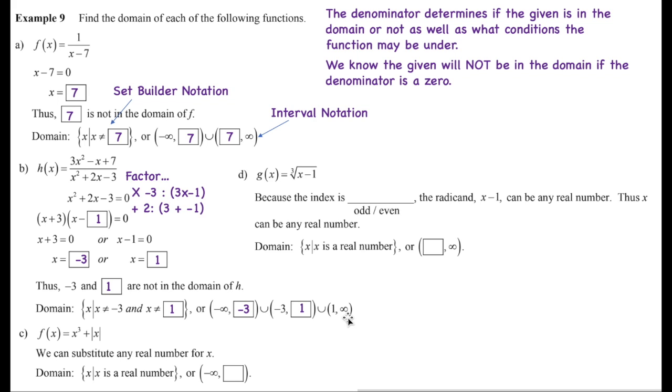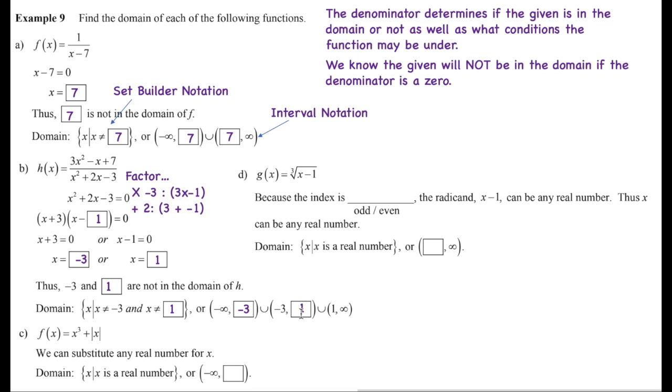Please pause the video and graph this entire equation by writing it into Desmos. Remember to use y for h of x, and you can see that it does jump over -3 and 1. Letter C, f of x is equal to x cubed plus the absolute value of x.